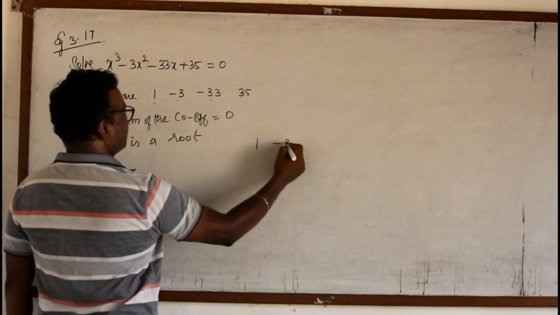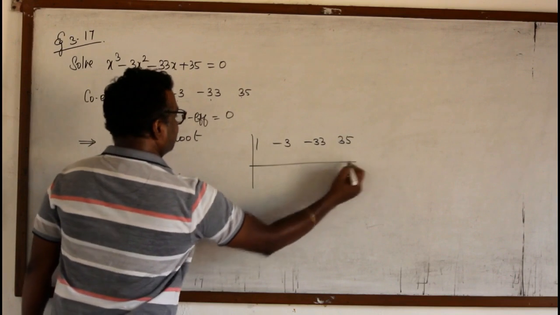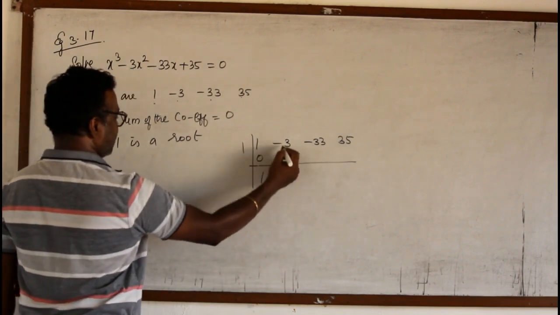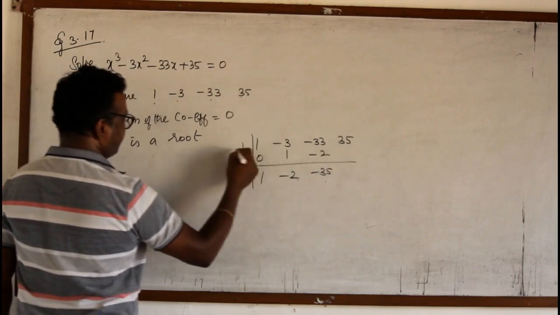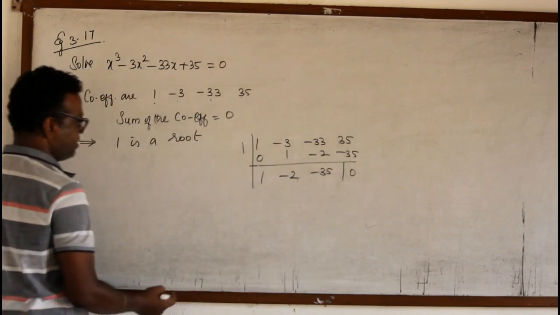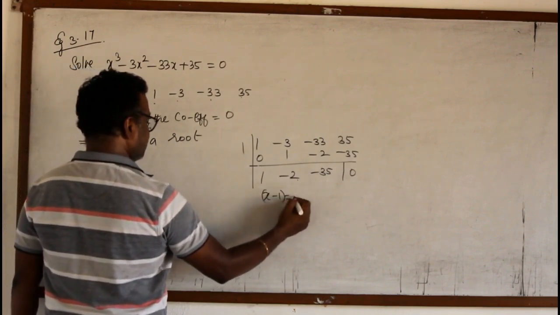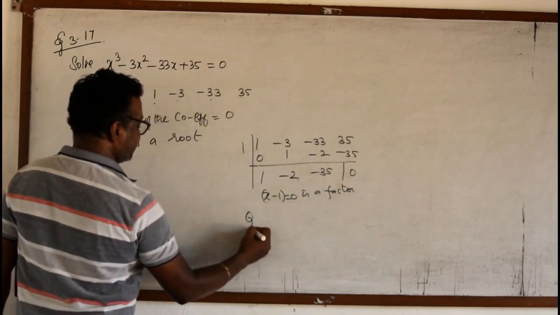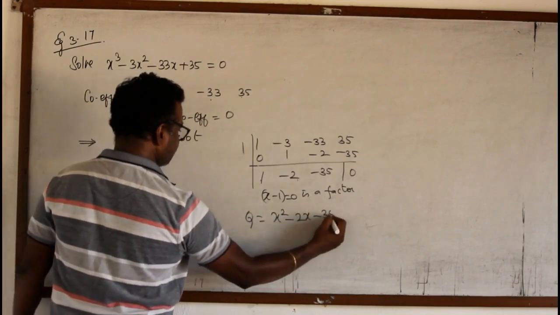That is 1, minus 3, minus 33 and 35. We shall solve with 1. Here I have to put 0. It is 1, 1, so minus 2, minus 2, minus 35, when we multiply, minus 35, the last term becomes 0, means remainder is 0. That means x minus 1 is a factor. Then the quotient, one degree less, is x square minus 2x minus 35.